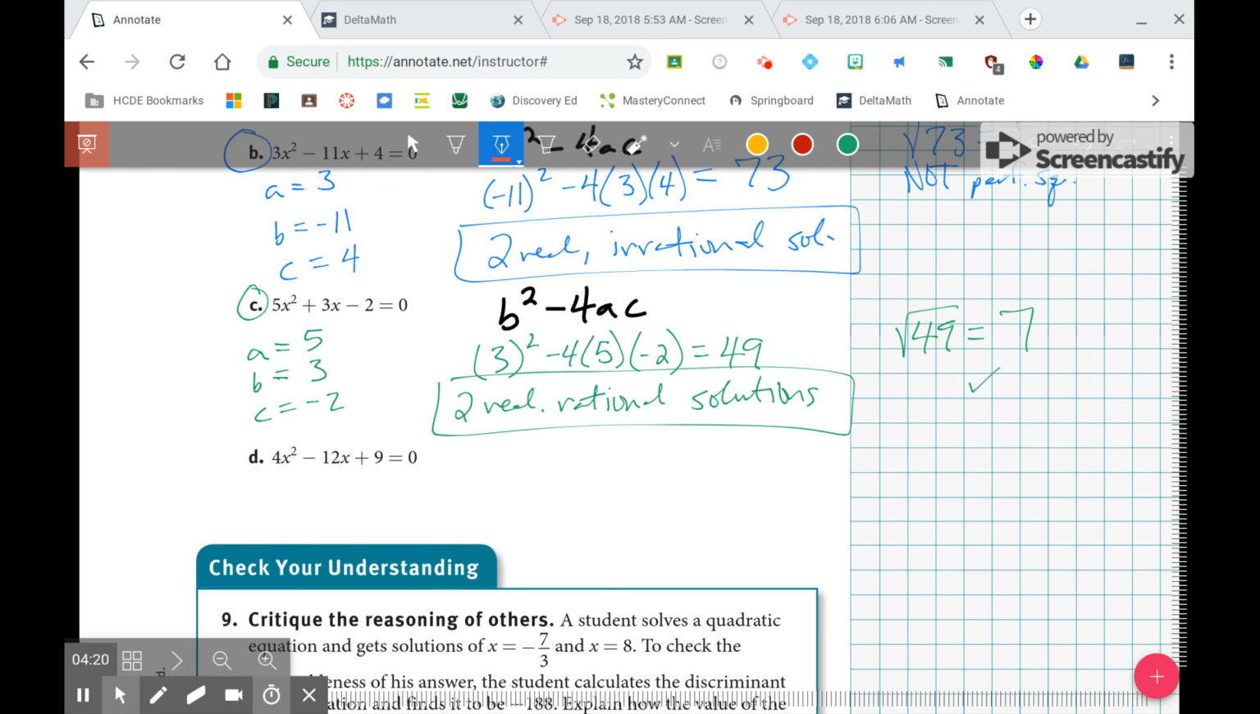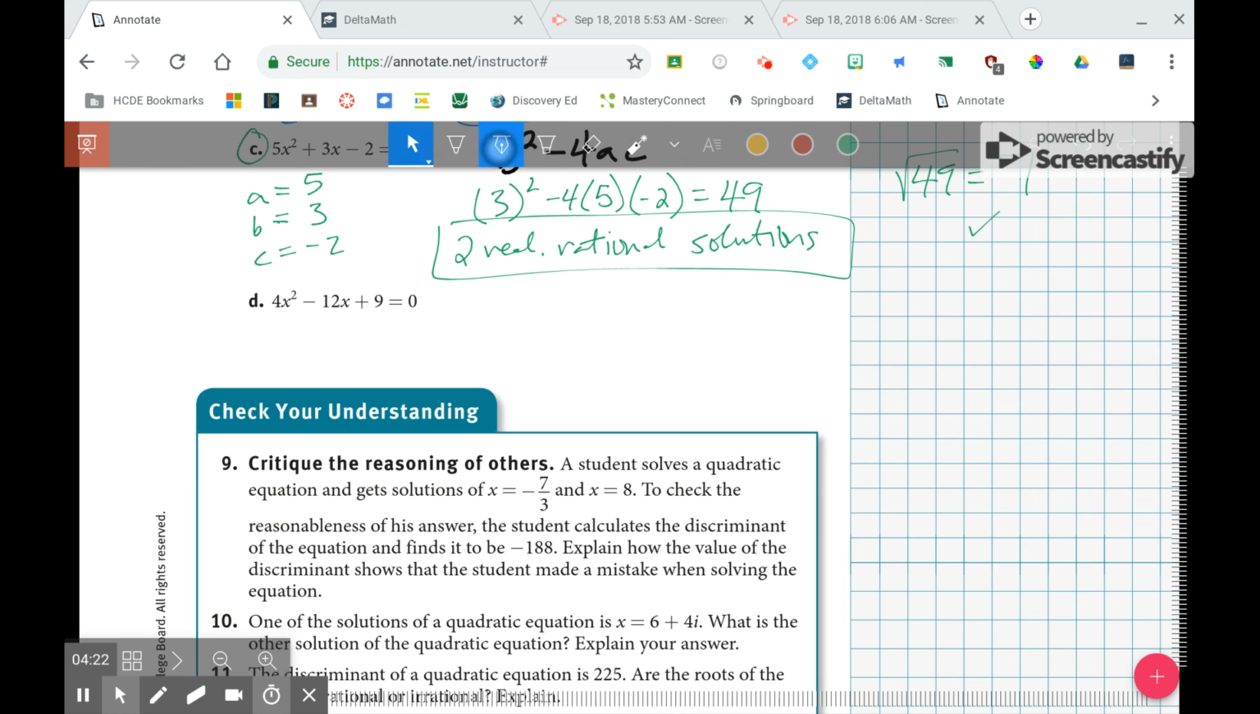Okay, last one. Again, it's equal to 0, so we can just quickly identify A, B, and C. So A is 4, B is negative 12, C is 9. So now let's do the discriminant: B squared minus 4AC. So let's plug in everything we know. So we find the discriminant in this case to be 0.